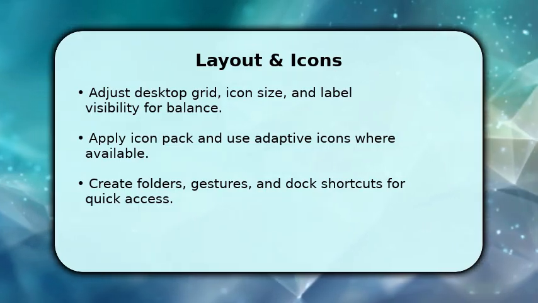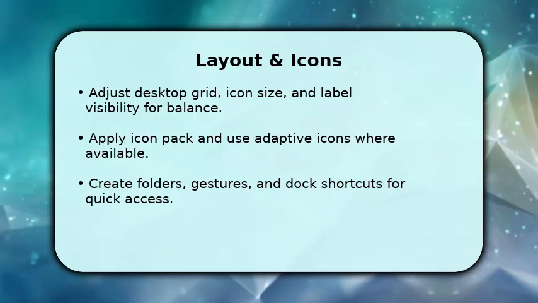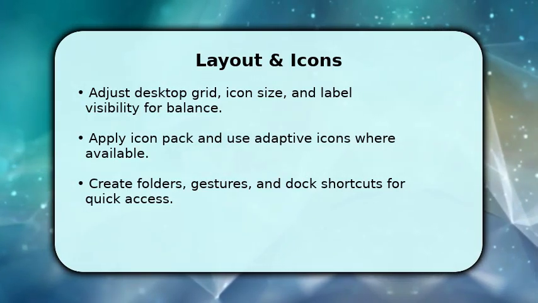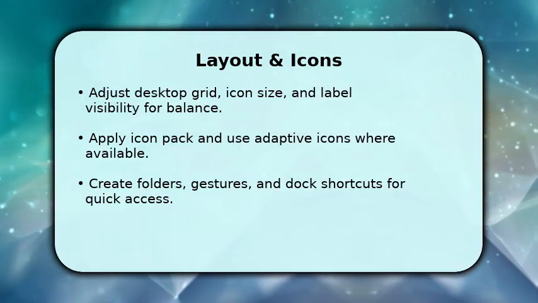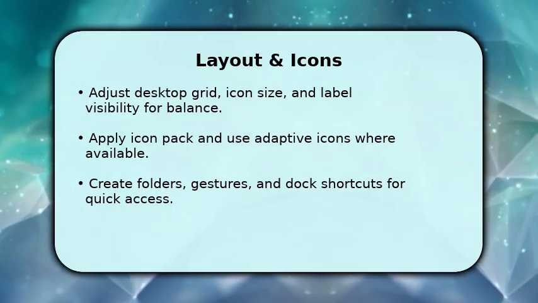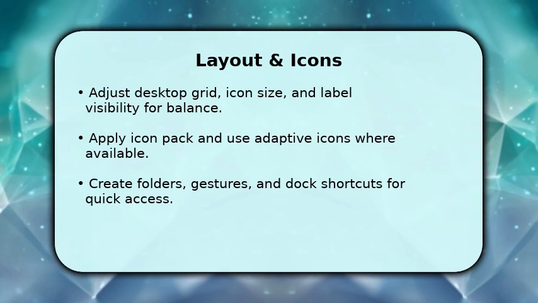Once the grid is right, apply your icon pack and enable adaptive icons to keep shapes consistent. Make folders for related apps and assign gestures. Swipe up for app drawer, double tap to lock screen to speed navigation. Finally, configure the dock and label visibility so frequently used apps are always accessible and uncluttered.